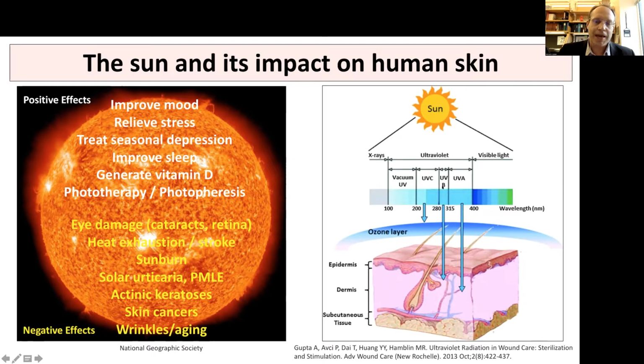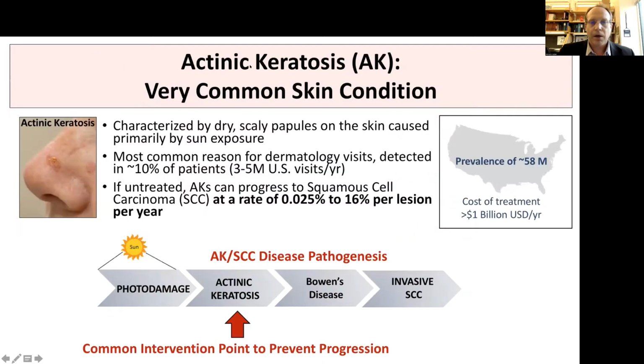So it's UVA and UVB rays that are reaching the skin, with the longer wavelength, lower energy UVA rays penetrating deeper into the skin. And these sun rays that reach the skin cause pre-malignant lesions called actinic keratoses that are one of the most common skin conditions that we face in dermatology.